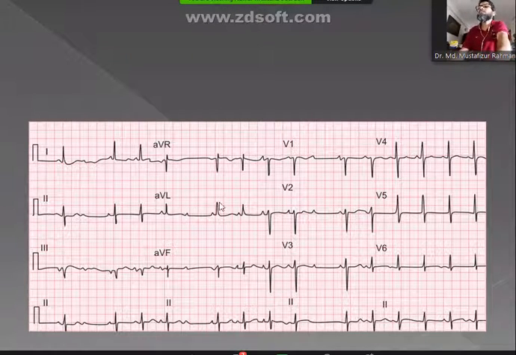This is another ECG. The rhythm is irregular and some P wave is non-conducted. Only one P is non-conducted, and the PR intervals are normal and constant. So it is a type 2 second degree heart block. Only one P wave is non-conducted.